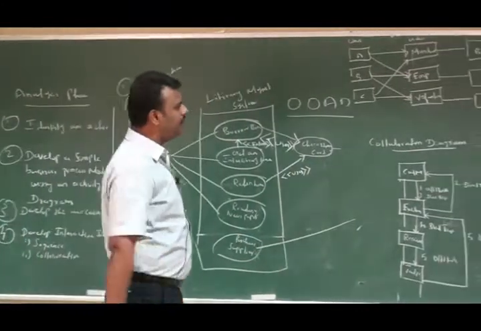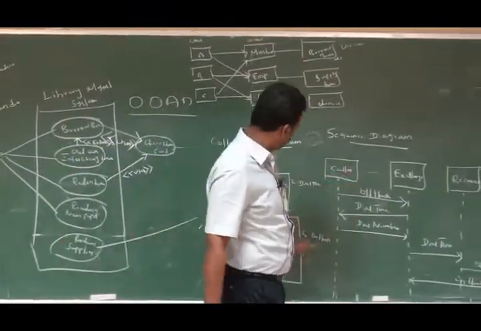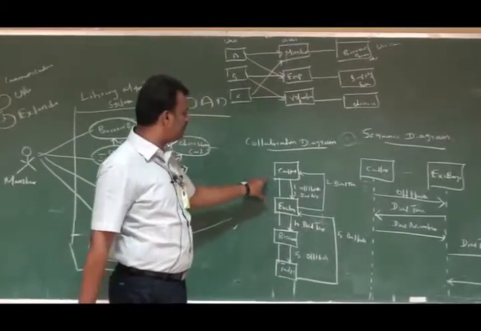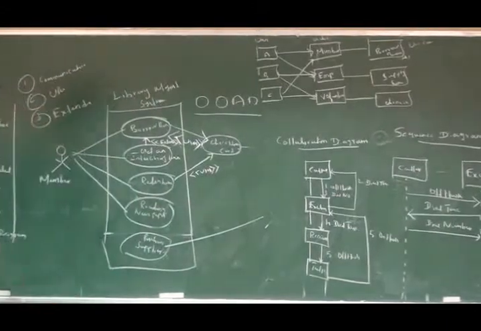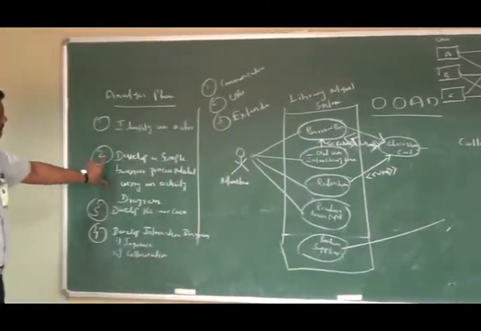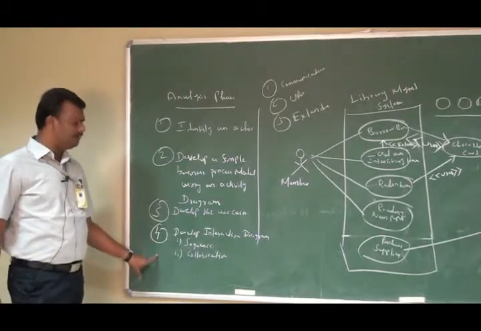What is the difference between the sequence and collaboration diagram? In the sequence diagram, the sequences are indicated by arrows. In the collaboration diagram, the sequences are indicated by numbering the messages. That is the fourth one. First you have to identify an actor, then develop a simple business process model using an activity diagram, then develop the use cases, then develop an interaction diagram.